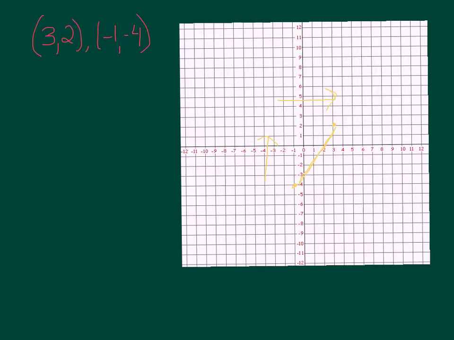running. A couple things you need to remember: positive is up, negative is down, to the right is positive, to the left is negative. So I am going to draw some lines that connect these two so I can find the rate of change or the slope. I want to know from this point to this point, how much did my line rise? So I'm going to draw a line.